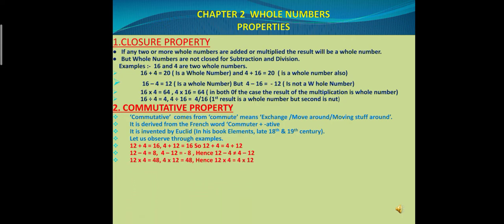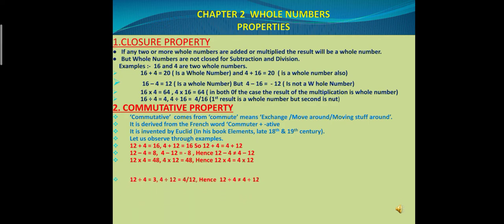In case of multiplication, 12 into 4 equal to 48, 4 into 12 equal to 48. Hence 12 into 4 equal to 4 into 12. So multiplication comes under commutative property. It can be written in algebraic form a into b equal to b into a.